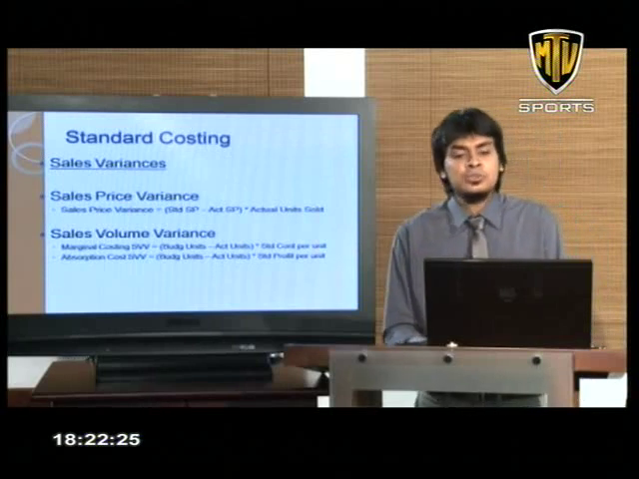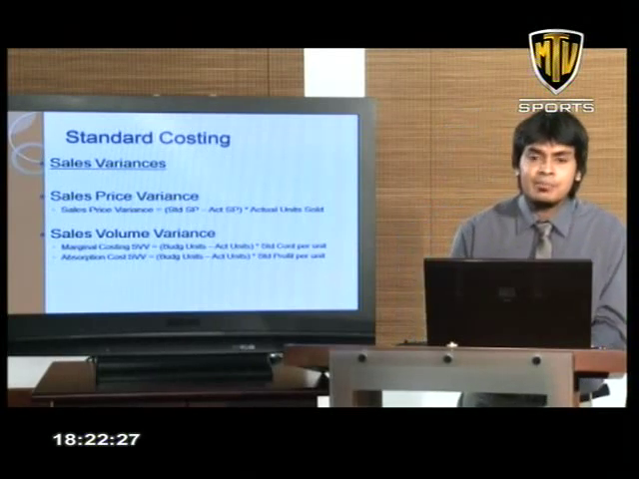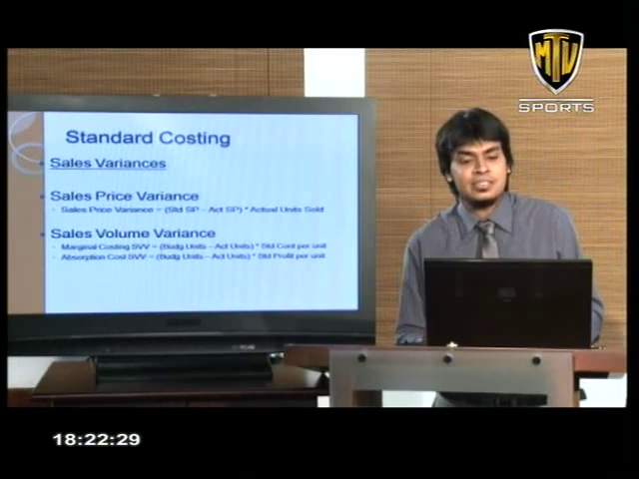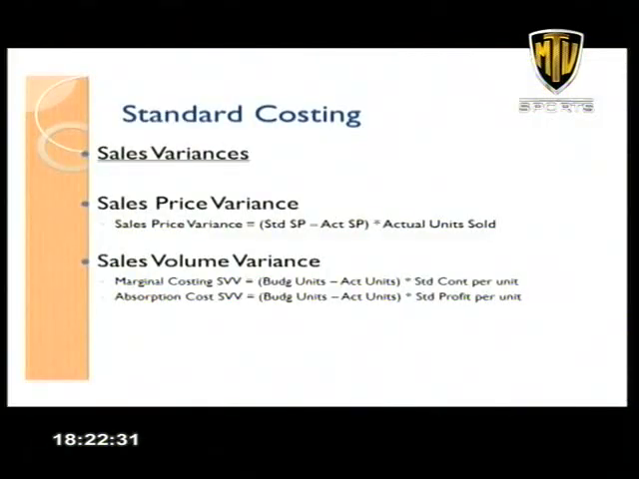Let us then move on to standard costing. Let me brush up the basic variances. You have two sales variances. One is your sales price variance, which is the difference between the standard selling price and your actual selling price, and make sure that you multiply it by the actual units sold.